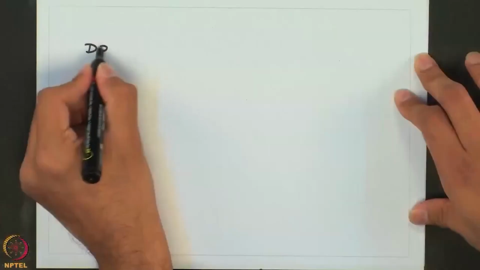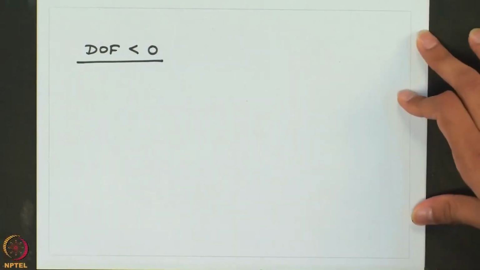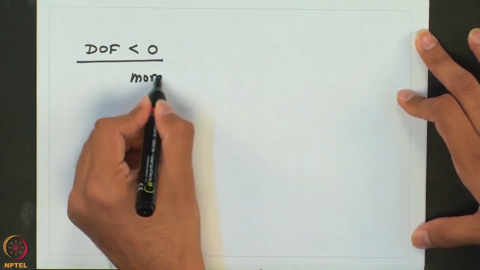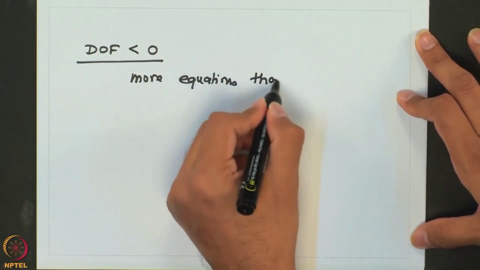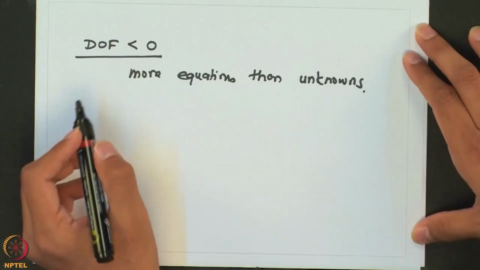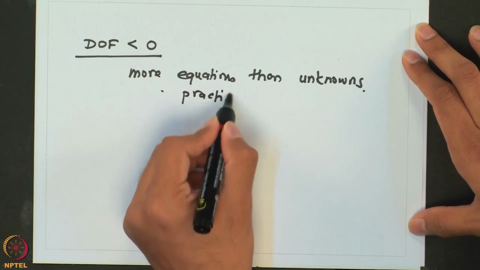So, degree of freedom can take various values for any system. Let us say if degree of freedom is less than 0. So, if degree of freedom is less than 0, that means I have more equations than unknowns. So, these systems will be mostly practically impossible.